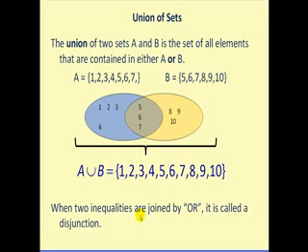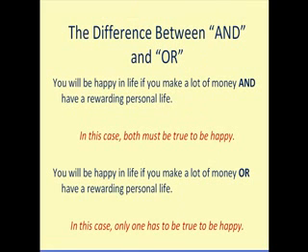Again, when we talk about inequalities being joined by the word "or," it is called a disjunction, but "or" would mean when either inequality is true. So there's a big difference when we're talking about the meaning of "and" or "or" mathematically.